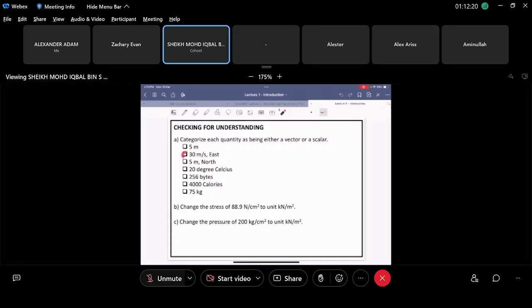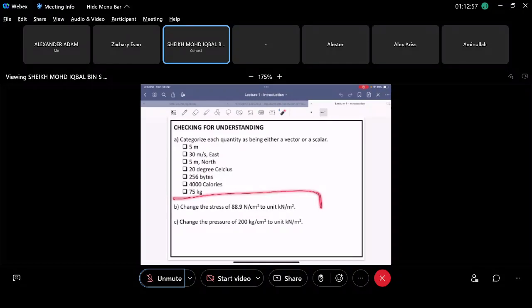If it's 30 meter per second east, there's a direction here, so it is a vector. 5 meter north is a vector. 20 degrees Celsius is a scalar because there's no direction, only magnitude. 256 byte is a scalar. 4,000 calories, scalar. 75 kilogram is a scalar. All right. Whatever only has magnitude is a scalar quantity. But if it has direction like east, north, and so on, it is a vector, right?